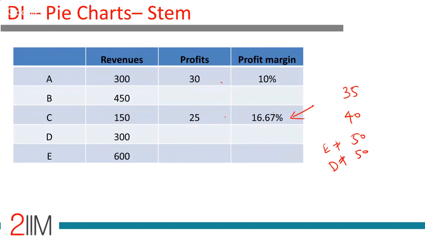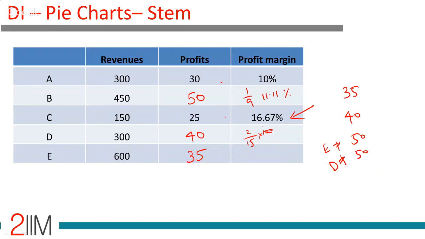So that leaves only B. B should have seen a profit of 50 crores, so we have B taken care of. We have only 35 and 40 left. D should have seen a profit of 40 crores and E a profit of 35 crores. We can calculate the margins for the rest of them. 50 by 450 is 1 by 9, which is 11.11%. 40 by 300 is 4 by 30, 2 by 15, into 100.